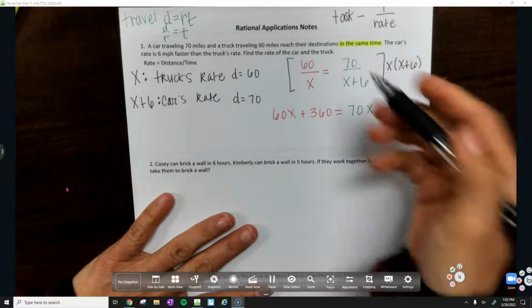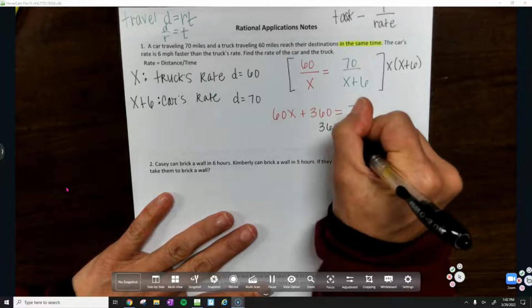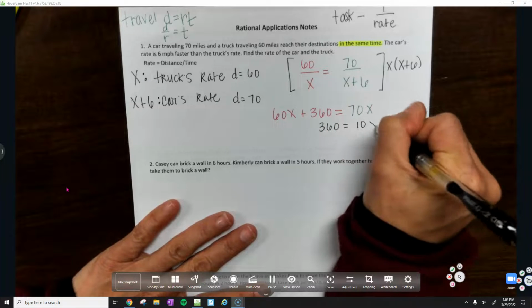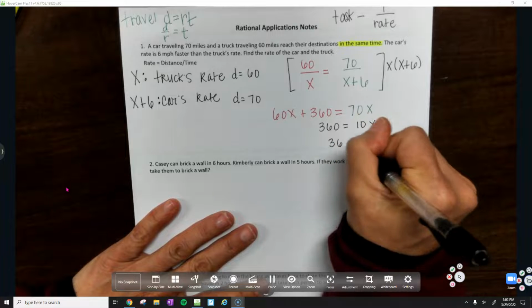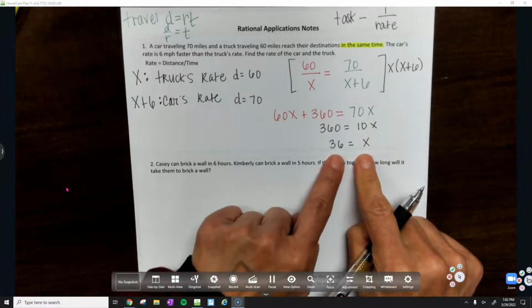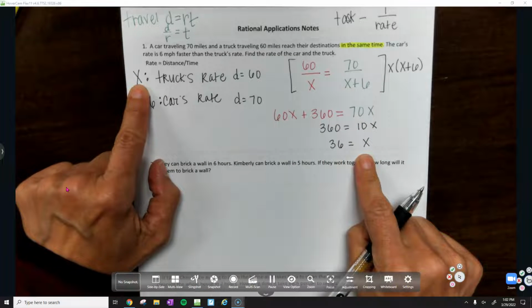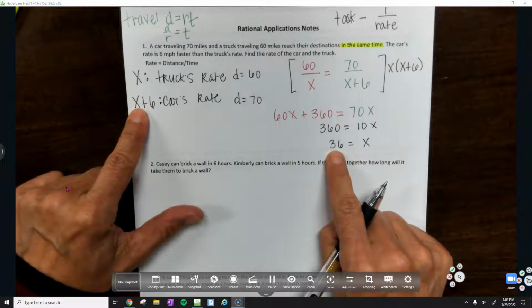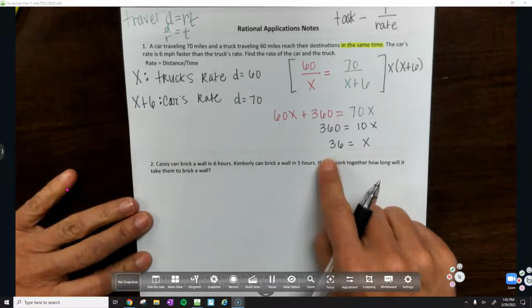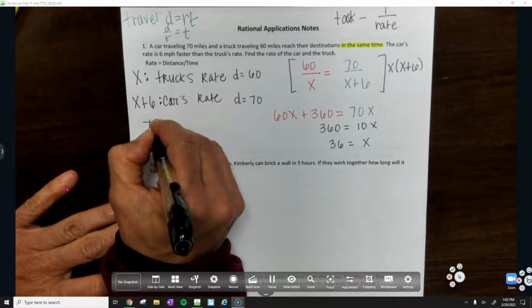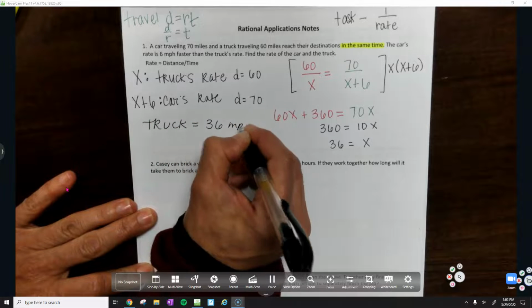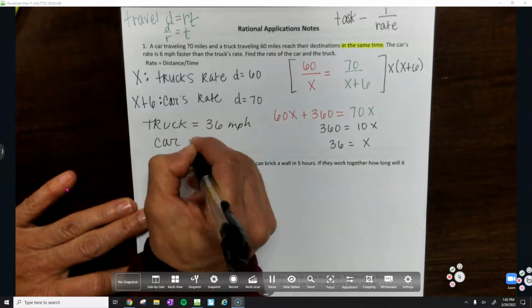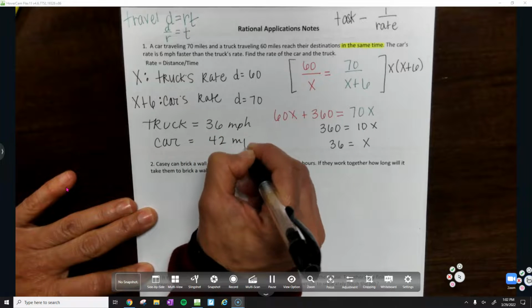When we solve this equation, we are going to get an answer of 10x equaling 360. Divide both sides by 10, and we get an x value of 36. Remember, that is the truck's rate. The car's rate is going to be 36 plus 6, which is 42. So the truck travels at 36 miles per hour. The car travels at 42 miles per hour.